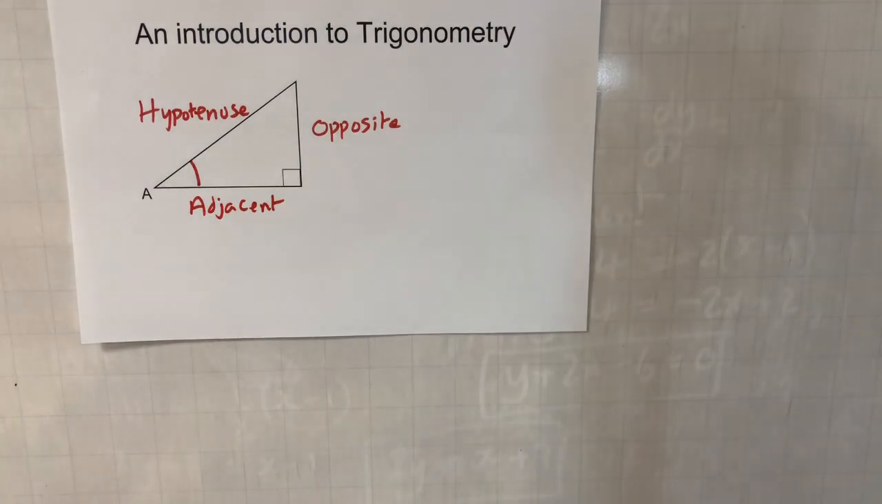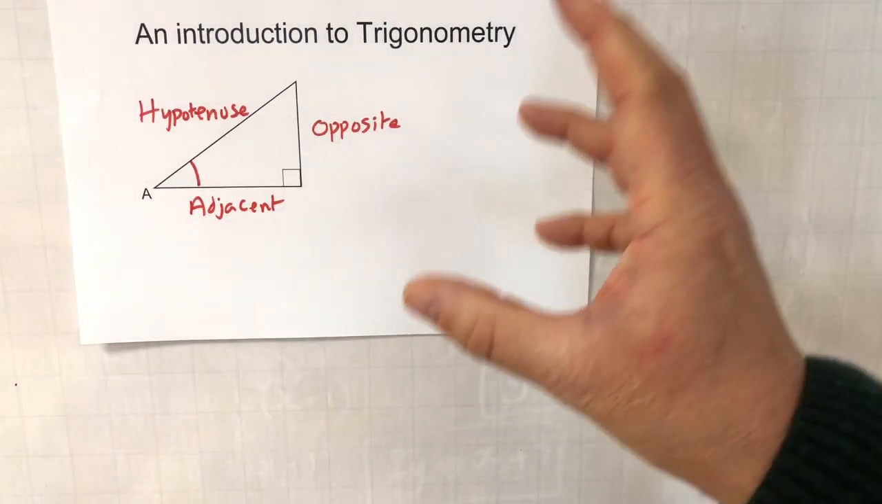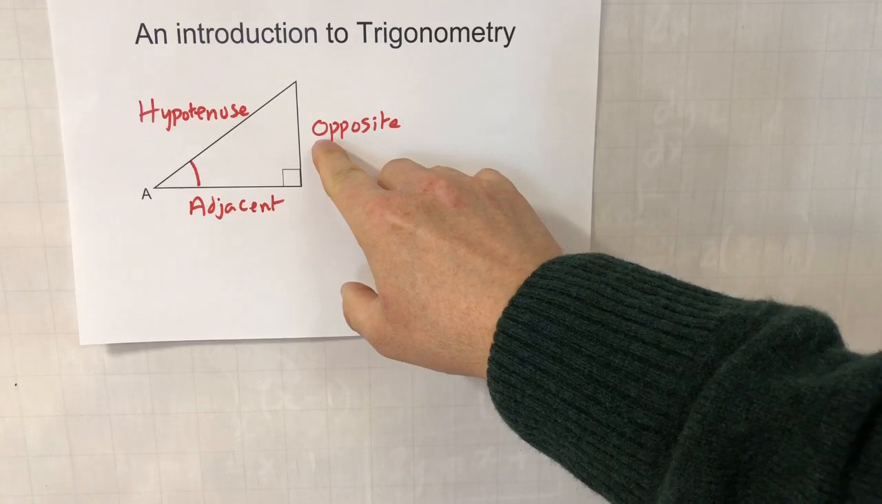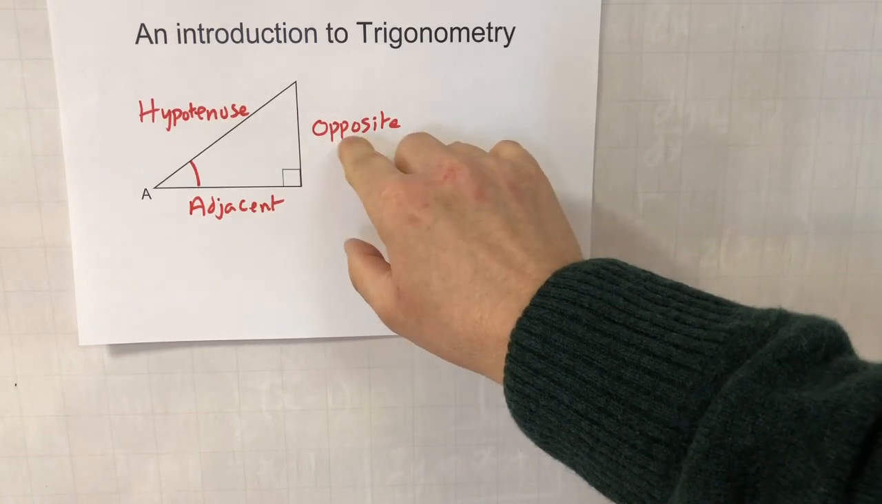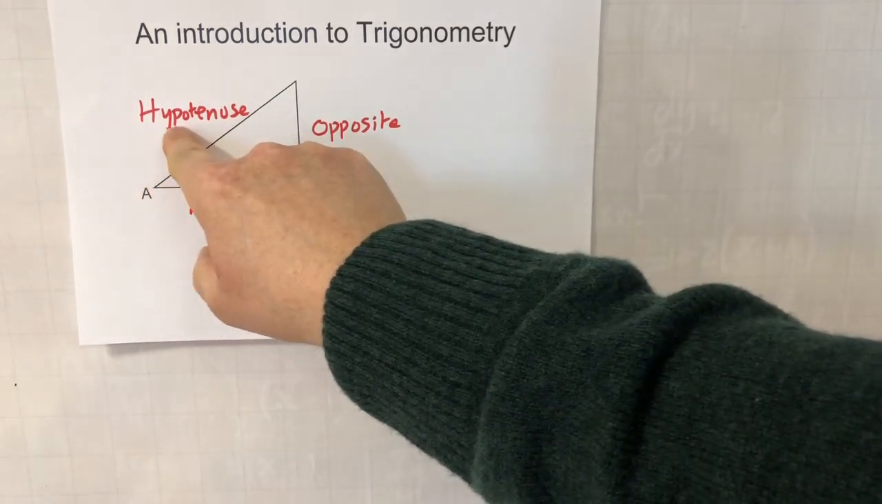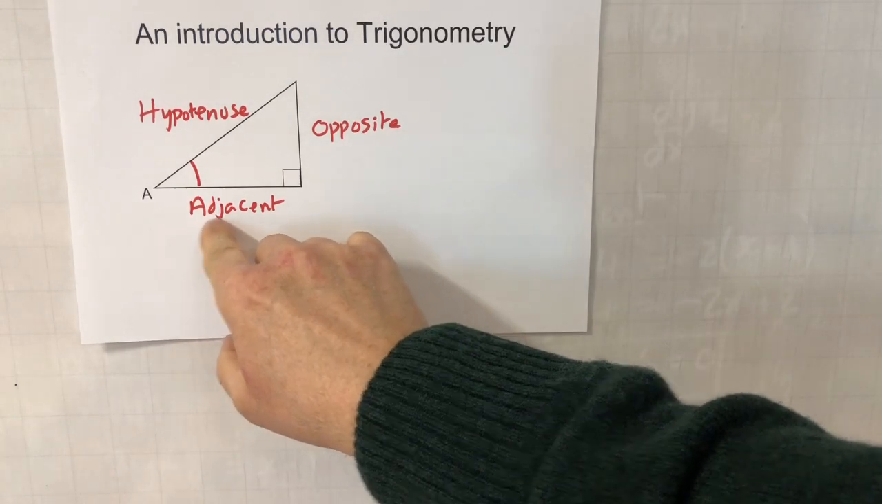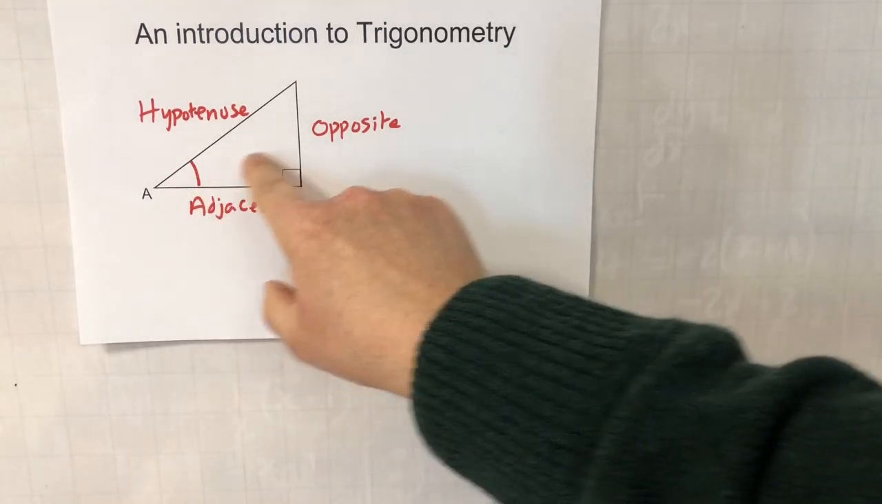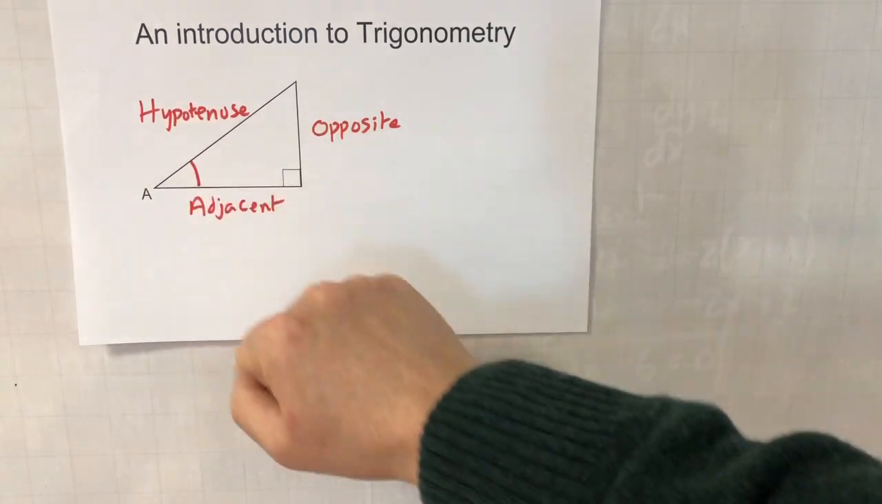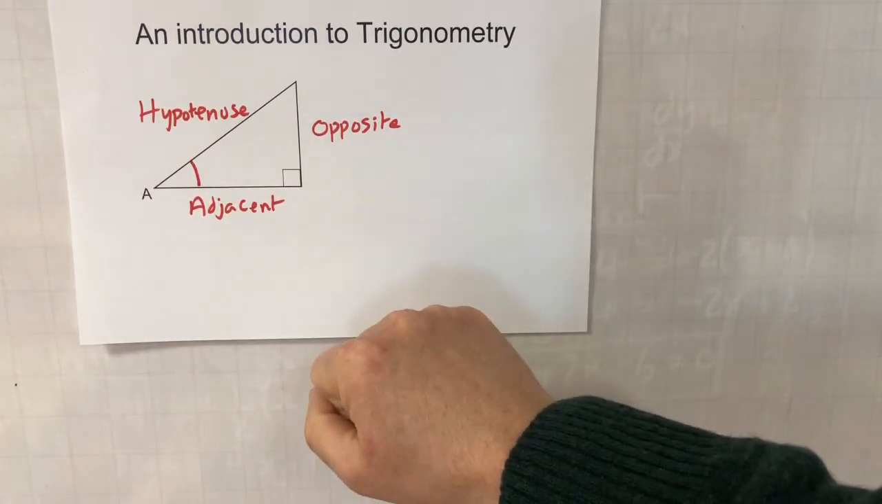Now we can use abbreviations, but that is the triangle labelled up. I tend to use O or op for short, H or hyp for short, A or adj for short. But that's opposite the angle, that's the hypotenuse, and that is the adjacent.